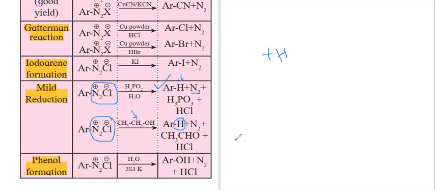The next one, see the phenol formation. Here it is shown. For phenol formation we just have to treat this diazonium salt with water. You can simply say it is hydrolysis. See what happens: in HOH, H reacts with that Cl and forms HCl, and the remaining OH is attached to the aromatic ring and forms phenol. This is the phenol.